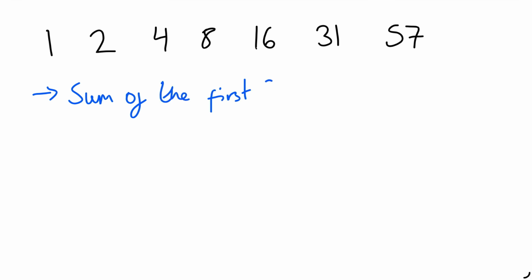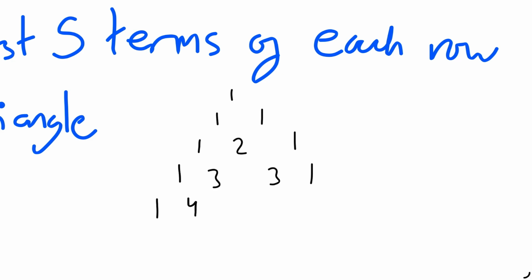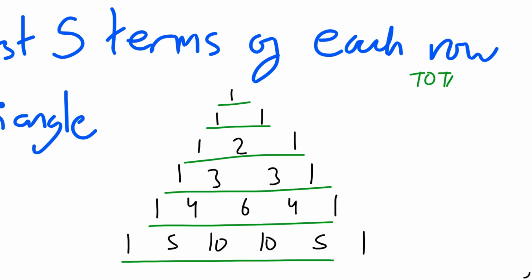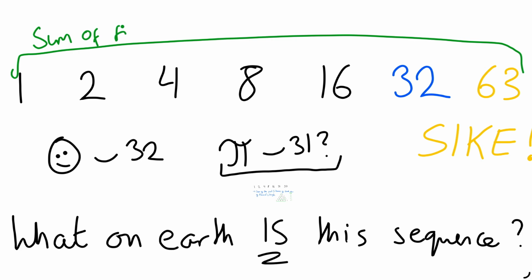And what this is, is a sum of the first 5 terms of each row of Pascal's triangle. And this starts out looking like the powers of 2 because the sum of each complete row of Pascal's triangle is a power of 2, and for the first 5 rows, each row contains no more than 5 terms. In exactly the same vein, the sequence I showed you is the sum of the first 6 terms of each row of Pascal's triangle.